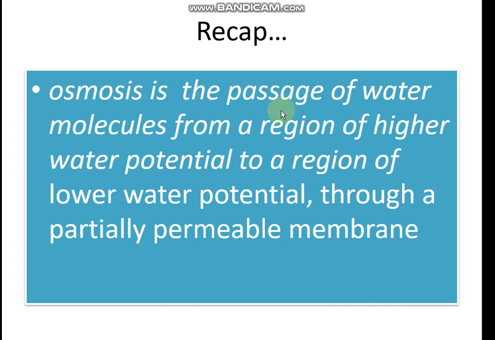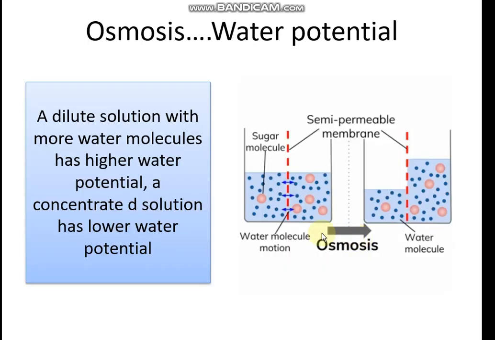It is the movement or passage of water molecules from the region of high water potential to the region of lower water potential, which is down the water potential gradient, through a partially permeable membrane. This is the diagrammatic representation of osmosis.